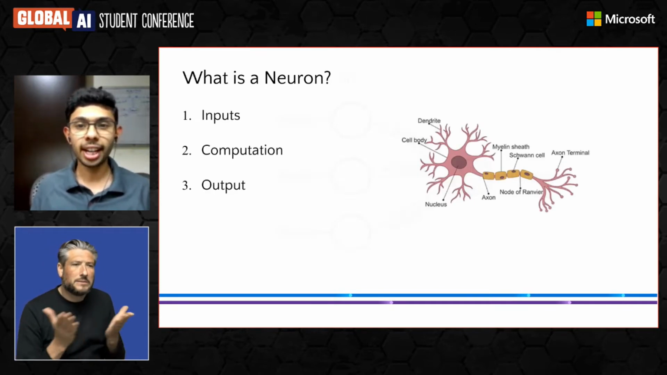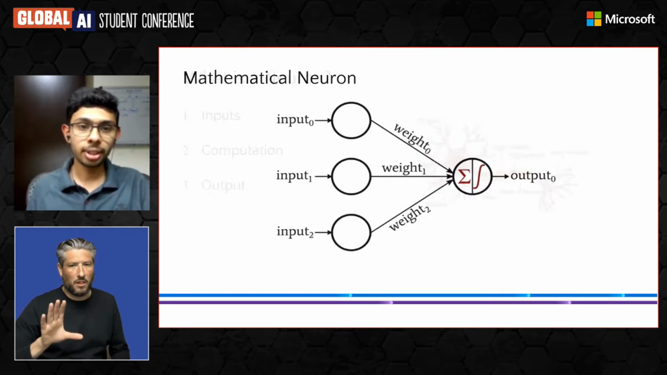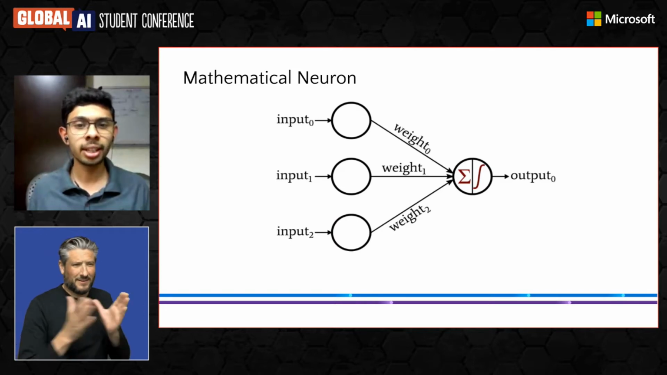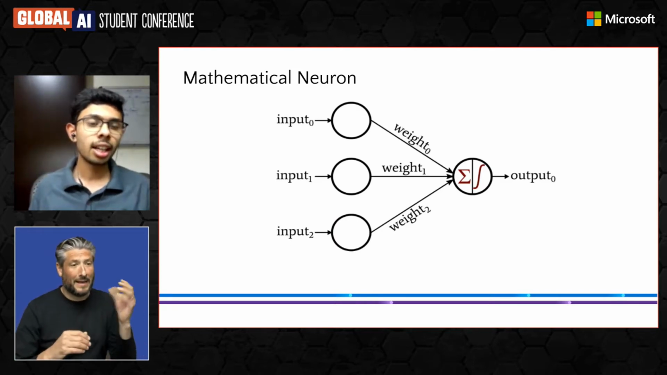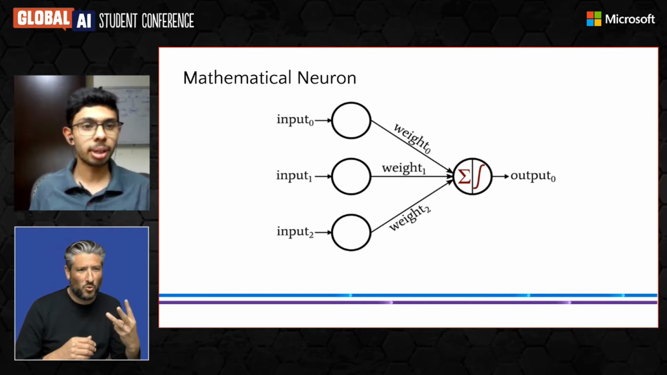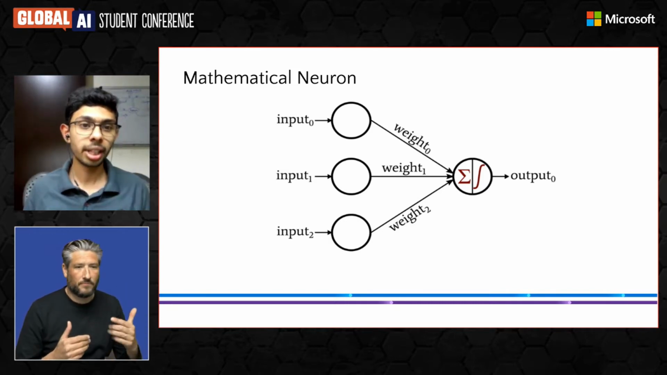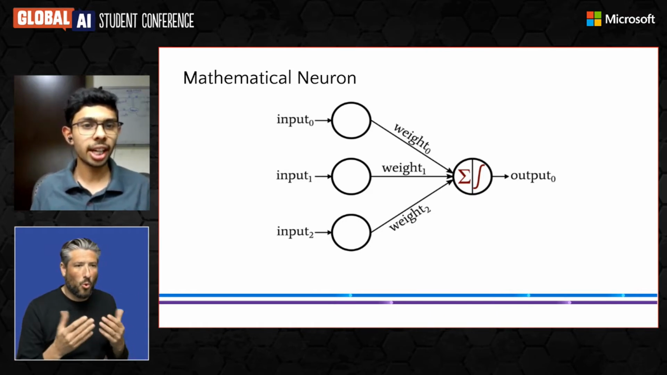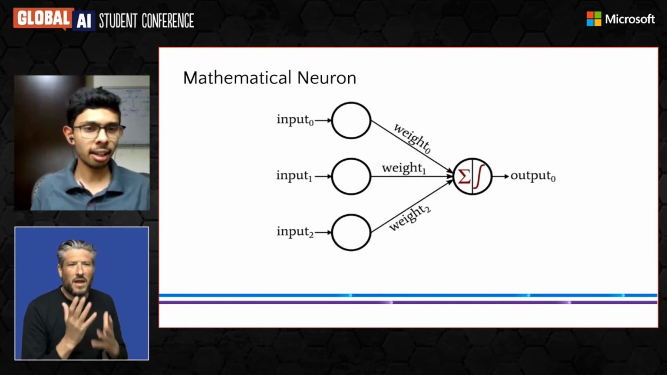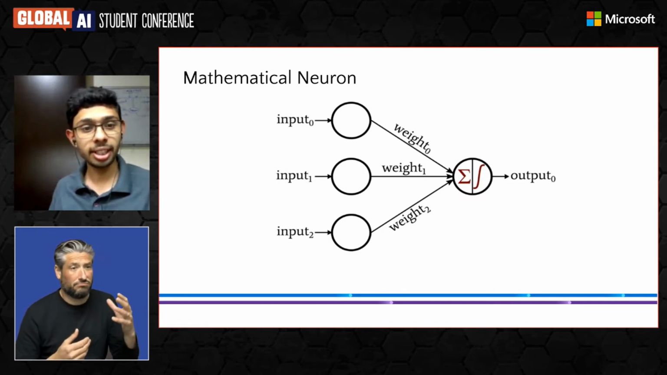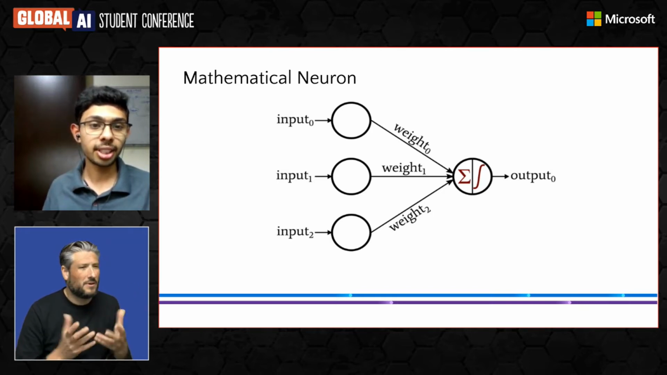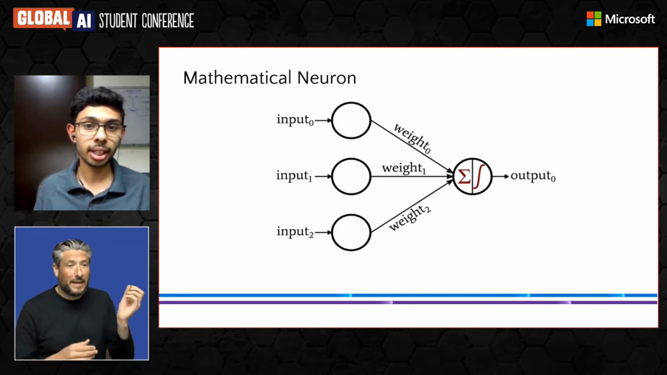Just like we had the dendrites for the inputs, here we have input 0, input 1, input 2. These would just be numbers. They could be anything: pixels of an image, or features that describe a certain aspect of an object, or just about anything. But it would be a number, so you divide your inputs into different numbers, and you pass in each number through the inputs.